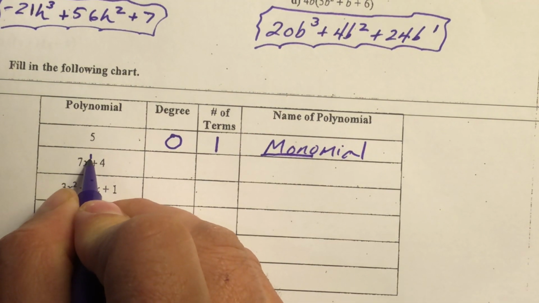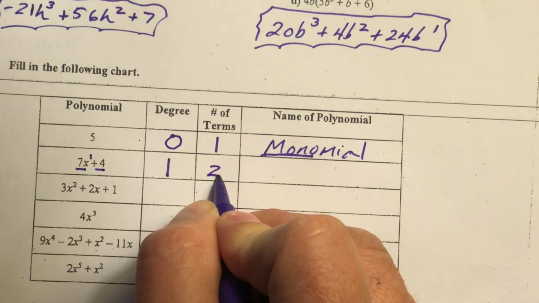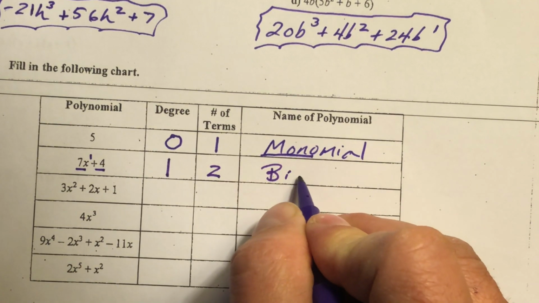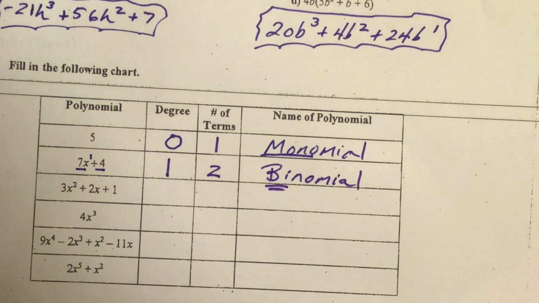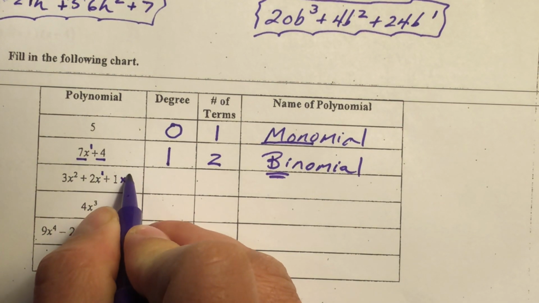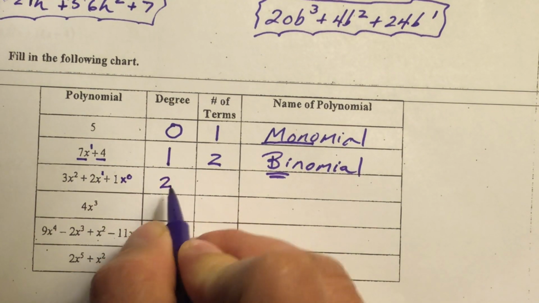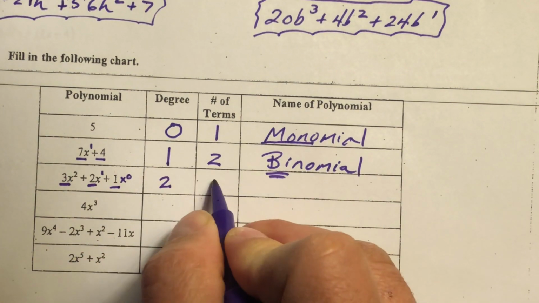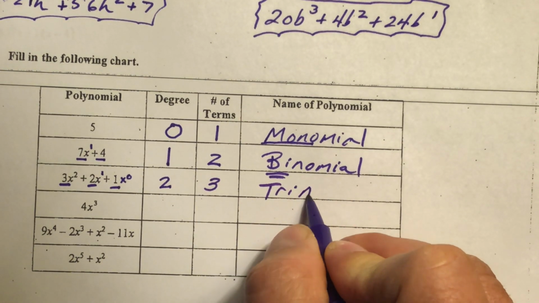Going to the next one, the highest degree is a 1. We have 1, 2 terms. So this is called a binomial, bi meaning 2. Here we have a couple exponents. We have x squared, an x to the first, and technically this is x to the 0. So the highest degree is a 2. There's 1, 2, 3 terms. So if you can guess it, this is called a trinomial.